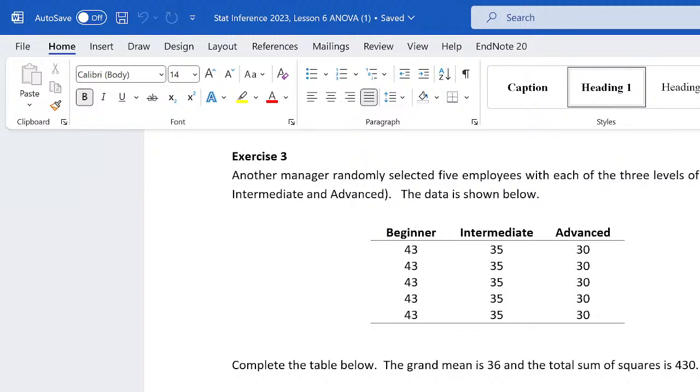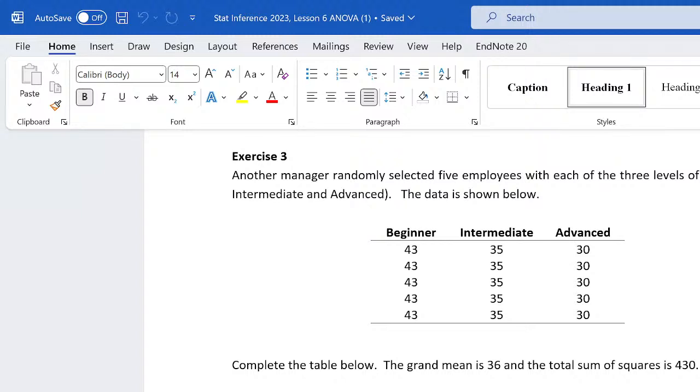So this is kind of a fun one. And here I'm saying, well, the grand mean is 36. You don't even need that. The total sum of squares is 430. Well, the group means are 43, 35, and 30.